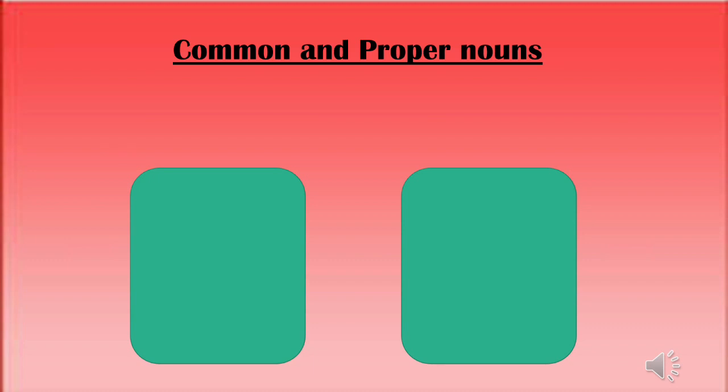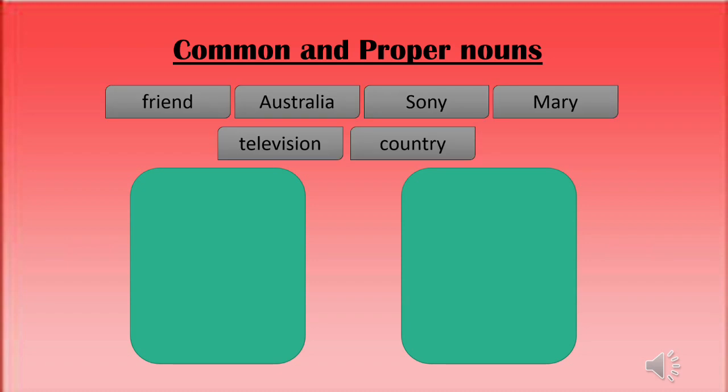Let's do a small task. Here what you have to do is identify the common nouns and proper nouns. I'm going to show you a list of nouns. Let's classify these nouns into common nouns and proper nouns. So here are the names: friend, Australia, Sony, Mary, television, and country. These are the names I have given. Let's classify these nouns into common nouns and proper nouns.